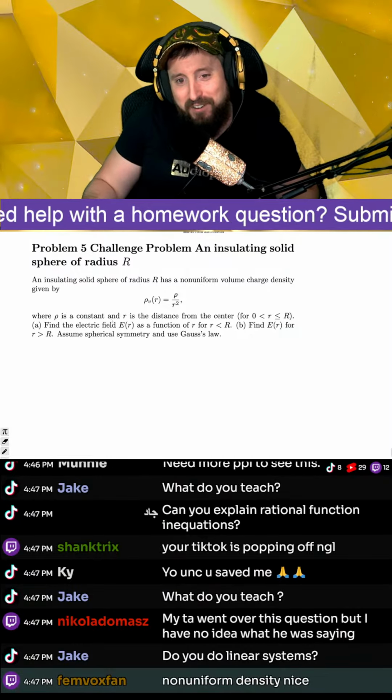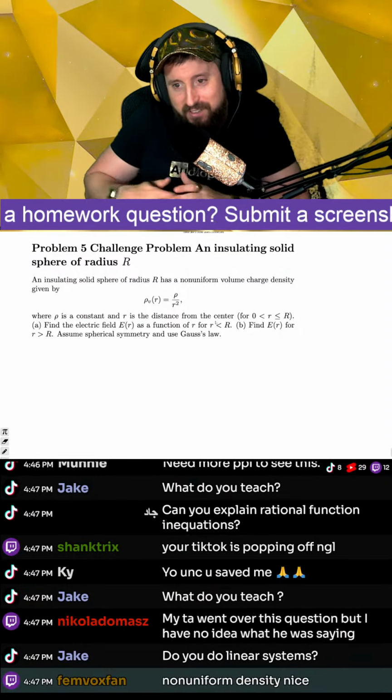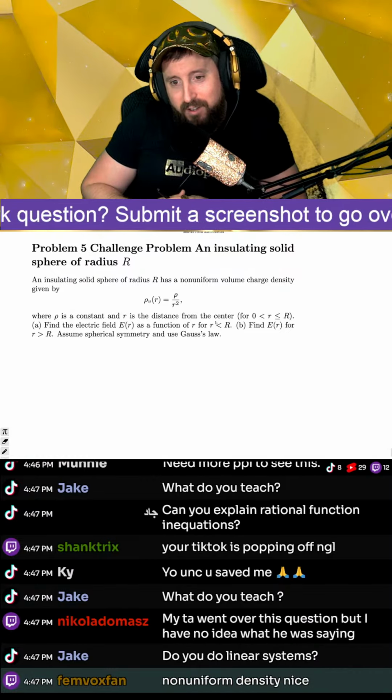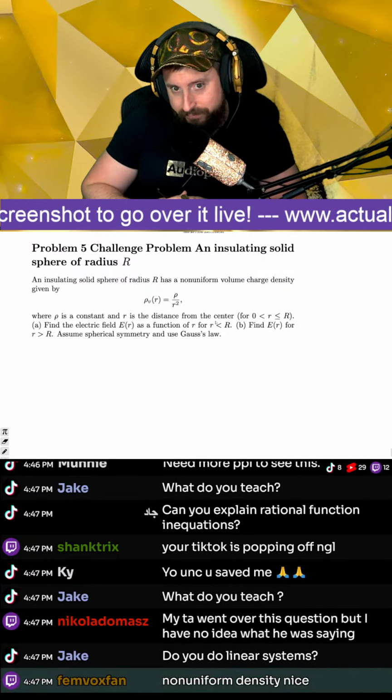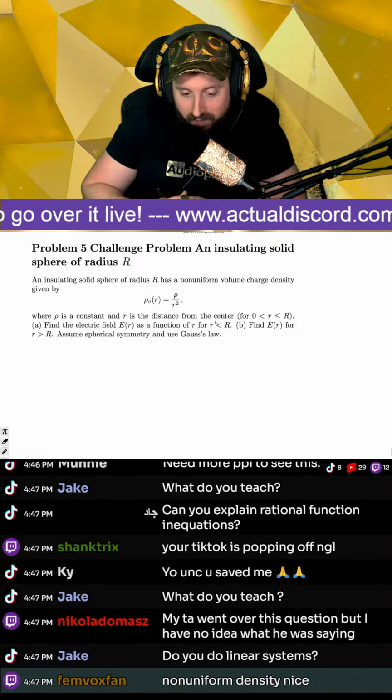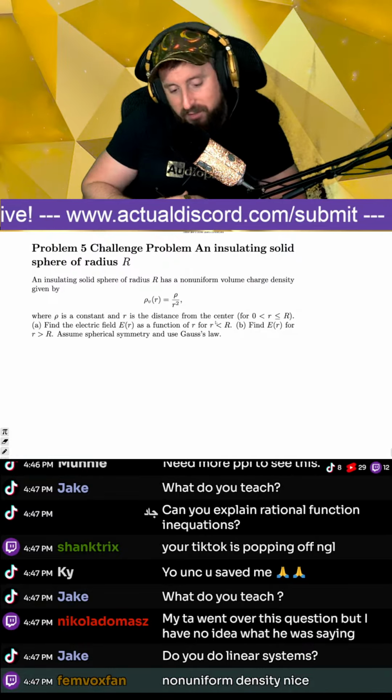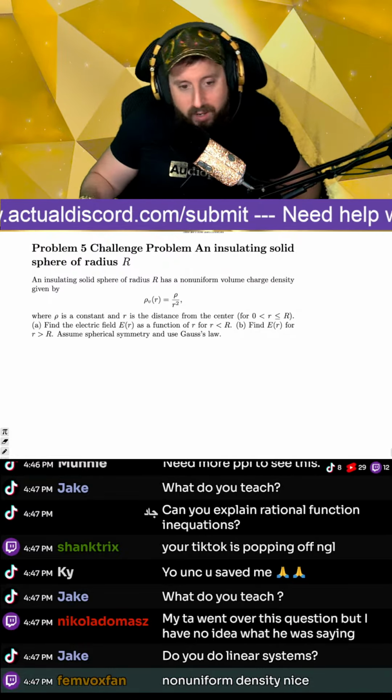Okay, find the electric field as a function of r for r less than R. Find E of r for r greater than R. Assume spherical symmetry. Okay, so part B is the easier one. Well, actually, it's not, because we still have to integrate. Oh, this sucks. All right, whatever.